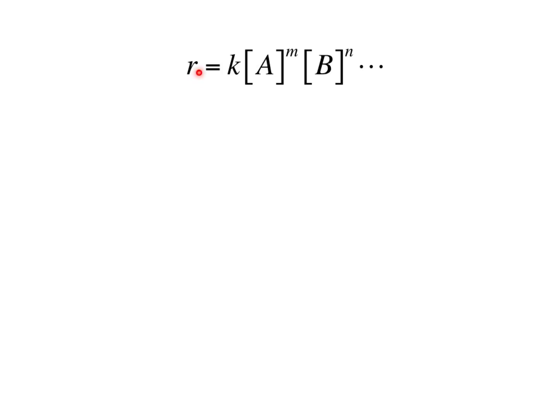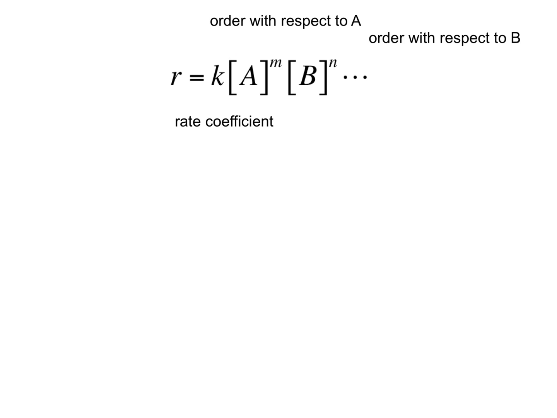Experimentally, we find that the rate is proportional to a power law in the reactant concentrations. The proportionality constant is called the rate constant or the rate coefficient. In addition, the power associated with each concentration is called the order with respect to that particular component in the reaction.